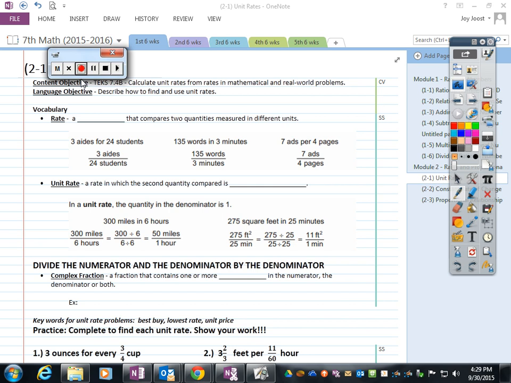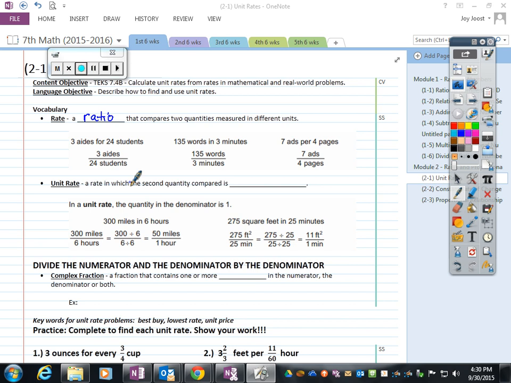Hello. Today we're going to talk about unit rates. A rate is a ratio that compares two quantities measured in different units. For example, 3 aides for 24 students. We have a ratio that is comparing two quantities, and they are measured in different units.